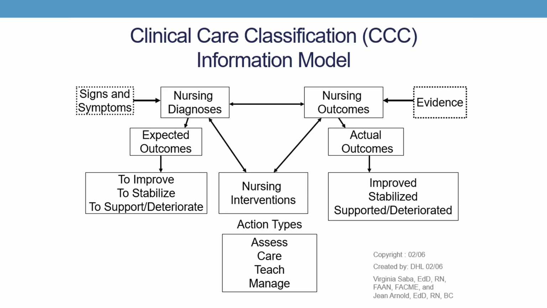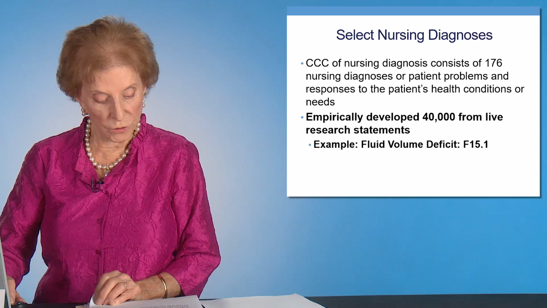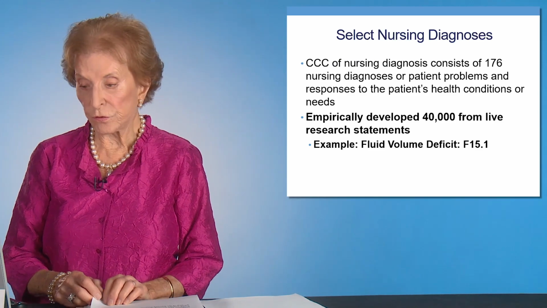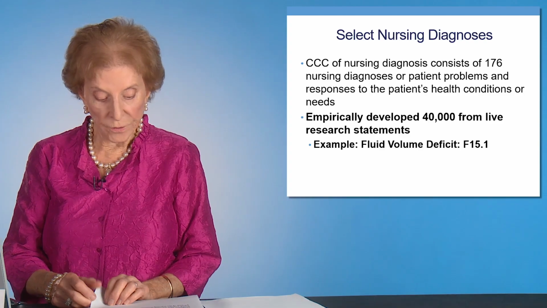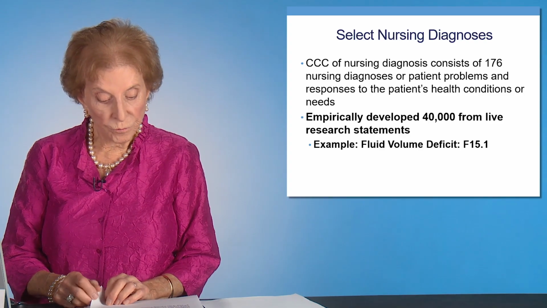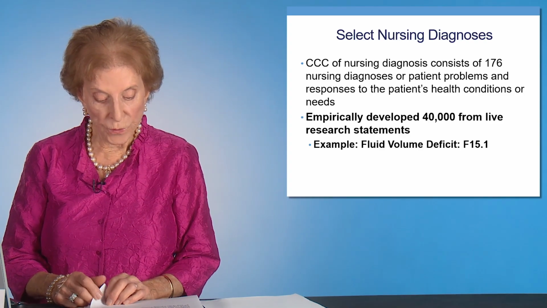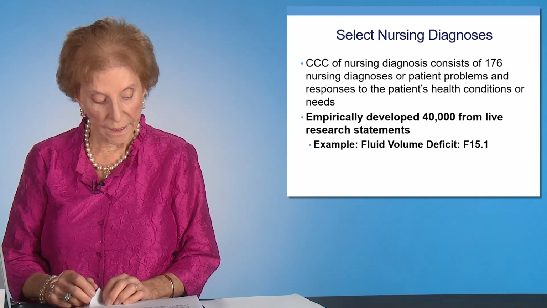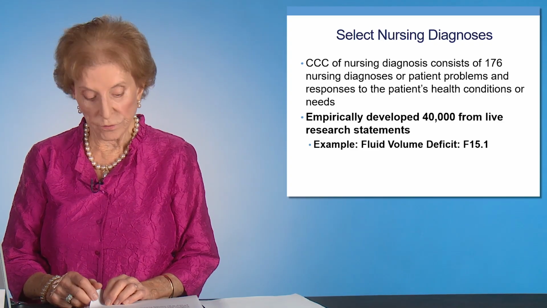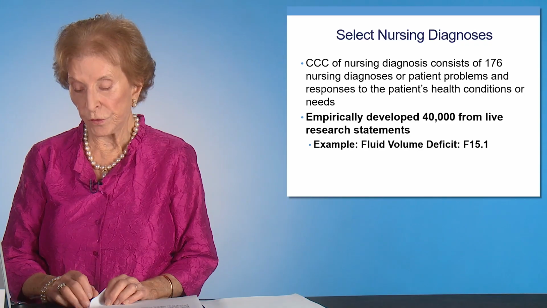The information model represents the 6 steps of the nursing process. The first step is assessment. The signs and symptoms are used and assessed to identify the patient's problem and/or to determine the appropriate nursing diagnosis, which will require nursing care and which represents the second step of the nursing process.